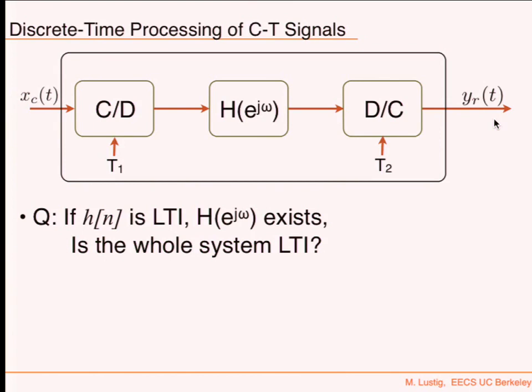No. Who said no? Why? Because you cascade with something that isn't LTI. Well, not necessarily. Well, this is LTI. Yeah, but the continuous to discrete, not necessarily. Why? What makes it not LTI there? The sampling. Is it? Maybe.